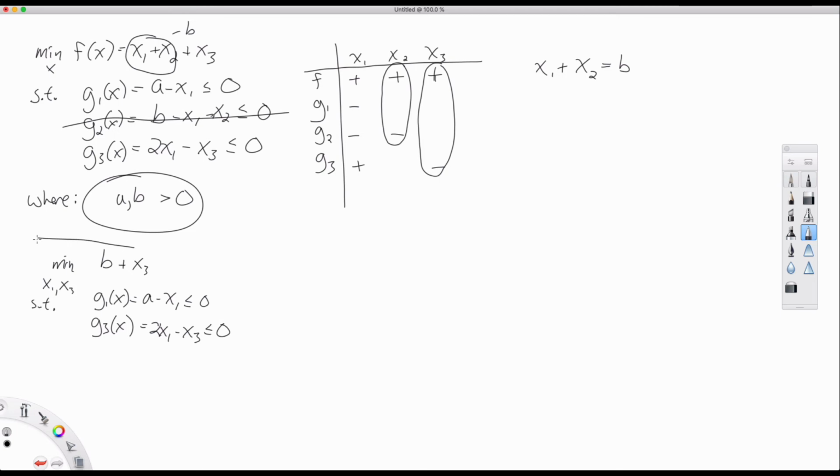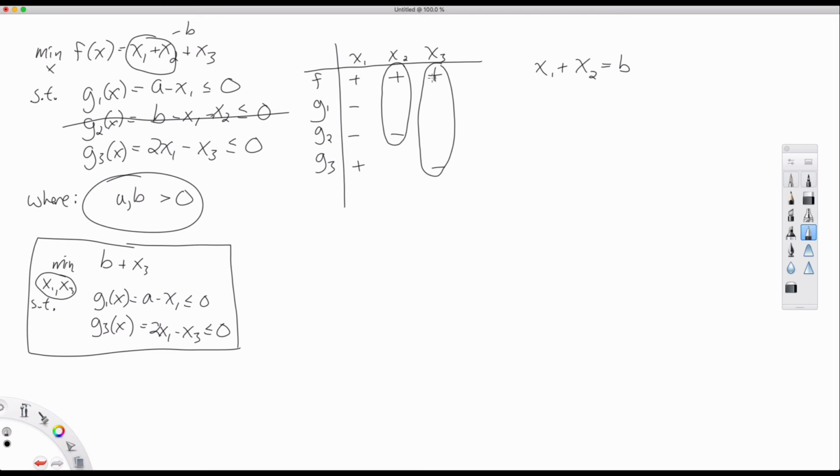We have dropped both x2 and g2. I've also written out that the optimization variables are explicitly just these two, x1 and x3, to make sure it's clear. The original problem dimension, or the number of optimization variables, was 3. Now it's 2. We were able to reduce the problem dimension because we identified one of the constraints as active.